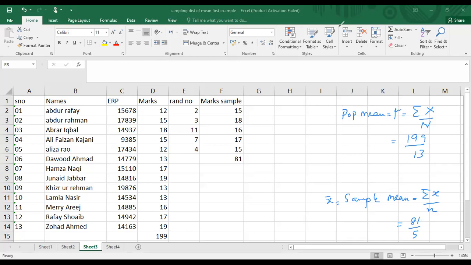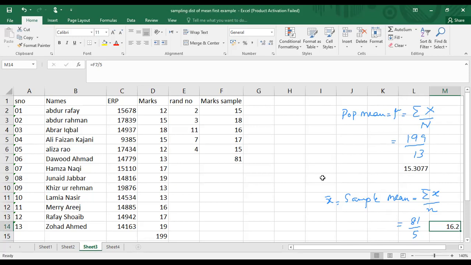Now I am going to calculate these two numbers in Excel. This is equal to 199 divided by 13, which is 15.3, and this is equal to 81 divided by 5. This is the sample mean, the statistic. This is the population mean, the parameter. The difference between the parameter and the statistic is called sampling error. The sampling error is 16.2 minus 15.